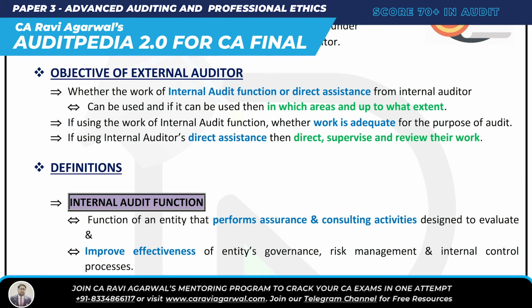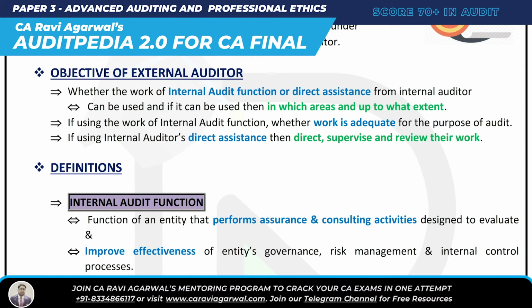If you want to use the work of the internal audit function or direct assistance from internal auditors, just check if I can use it, and if yes, in which area and up to what extent. If using the work of the internal audit function, check whether the work is adequate for the purpose of the audit. If using the work of internal auditors as direct assistance, then directly supervise and review the work.